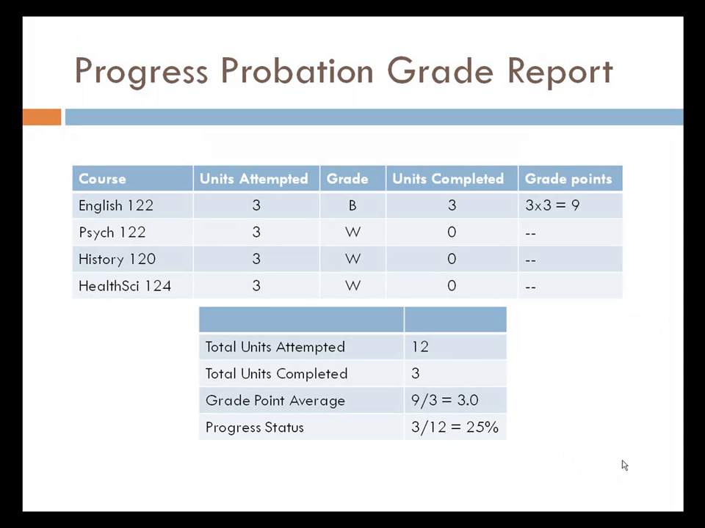So even though the student has a 3.0 due to the B in English 122, which provides the student with an acceptable GPA, the student will still be on progress probation due to the lack of completing 50% of the units he or she attempted.